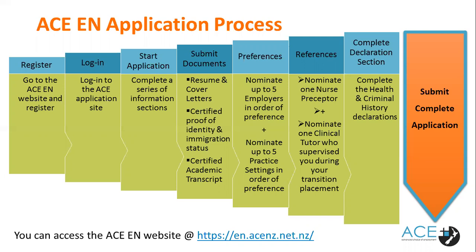And then you will also need to nominate 2 referees. One will have to be a nurse preceptor and 1 will have to be a clinical tutor who had supervised you during your transition placement. And then finally, like all other job applications, you will need to complete the declaration section. So you need to declare any health and criminal history. And then finally, you need to submit your complete application. That's a brief, quick overview of how your application process looks.